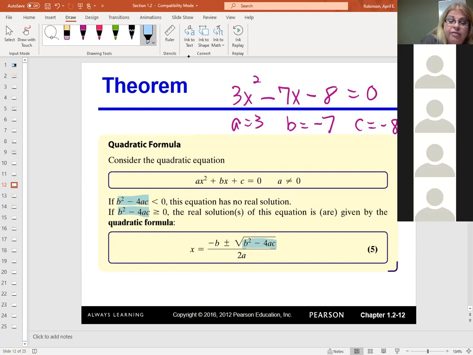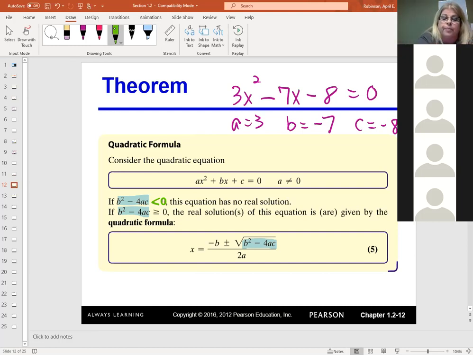Well, when you're done doing B squared minus 4AC, if it comes out to be less than zero, which is a fancy way of saying you got a negative number, then there's no real solution. You can't take the square root of a negative. If you try to do it in your calculator, you get an error message. That's because there's no number that when you square it, you'll ever get a negative. If you take a positive and square it, it's a positive. If you take a negative and square it, it's a positive. It's impossible to get a negative.